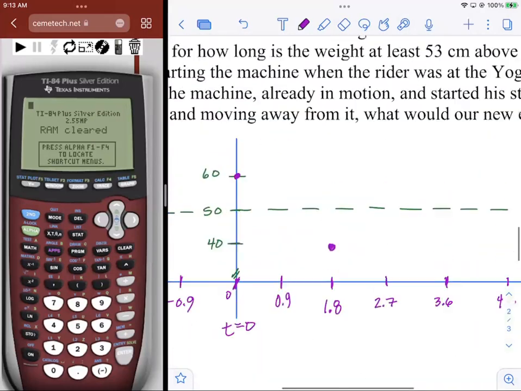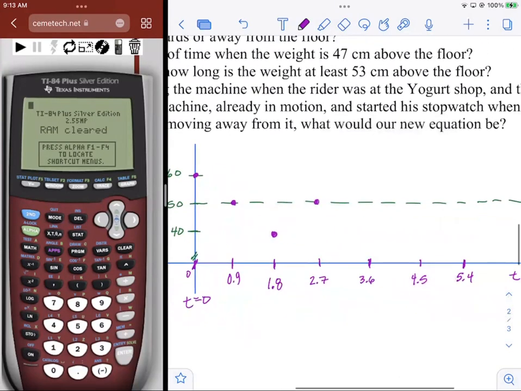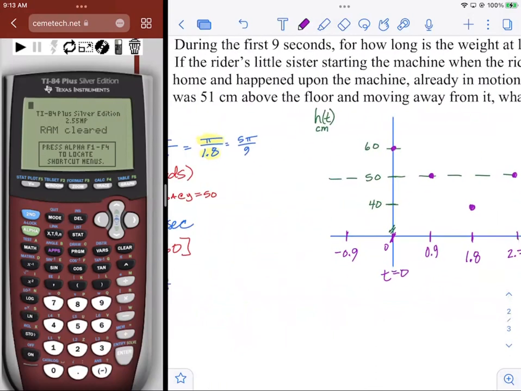So I know at 0.9, it's going to be right here. And now I'll just put the rest of the dots. From 1.8 now, going to the right, I'm on the axis at 2.7. I'm high again at 3.6. And then I'm on the axis at 4.5. I'm low at 5.4. And that's as far as I went. And then I'm going to come backwards once. And I'm on the axis at negative 0.9.